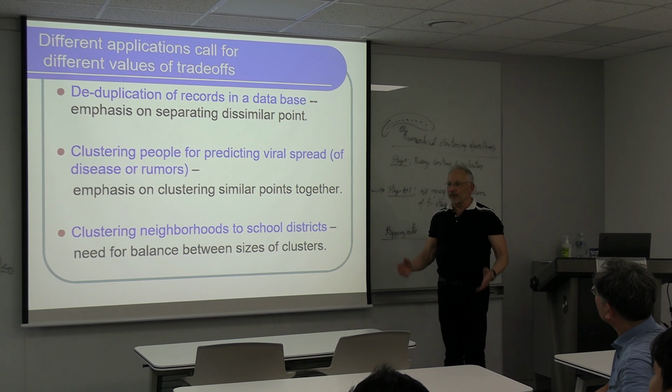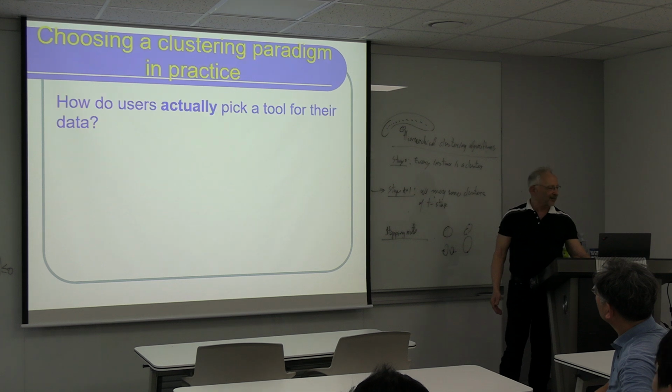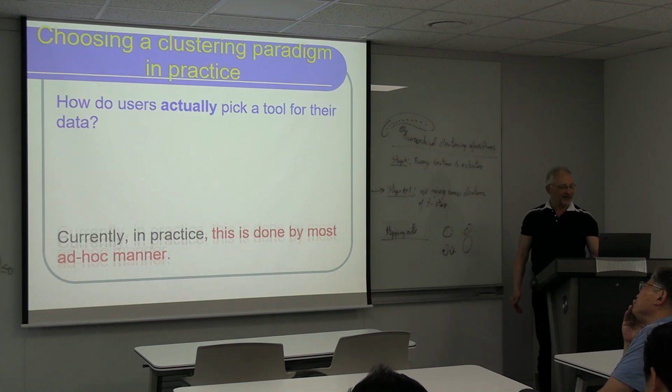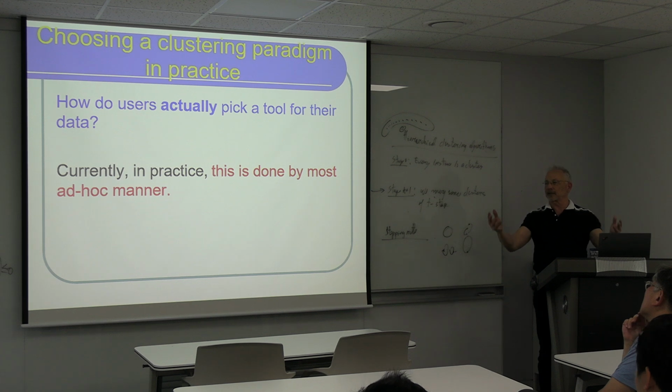And the answers that I get, even from the smartest people, are completely ad hoc. I can give you some of the answers that I hear. How do they actually use it? In the most ad hoc manner. These are the answers that I get when I ask people, why do you use k-means?